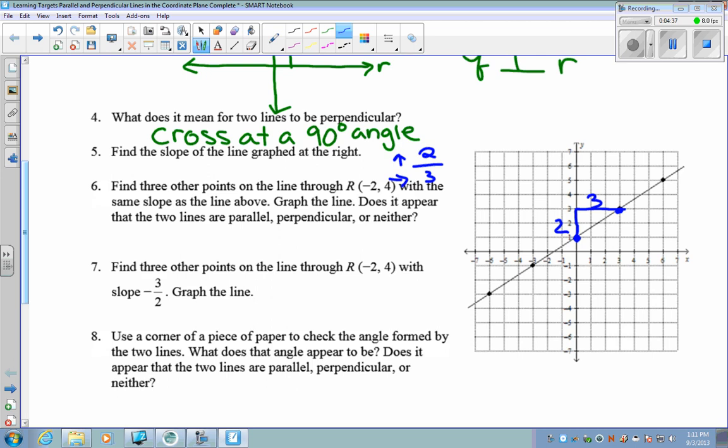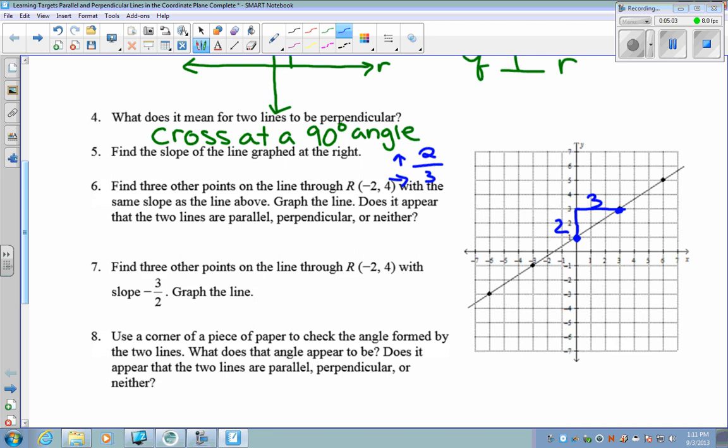Keep in mind for slope, our top number always indicates our change in y, our vertical movement up or down. And our bottom number always indicates our change in x, our horizontal movement left to right. Okay, so using that information, we're going to complete the next couple of problems. Problem number 6 says find 3 other points on the line through R with the same slope as the line above.